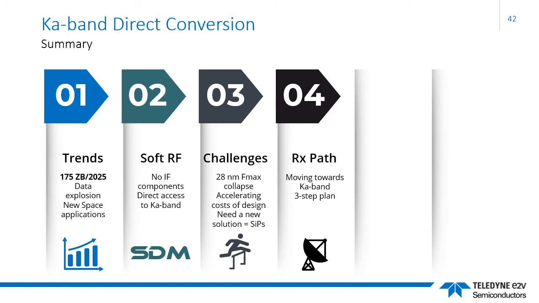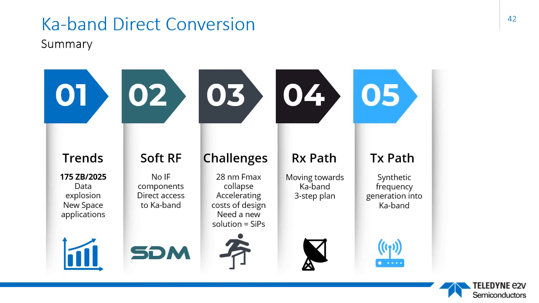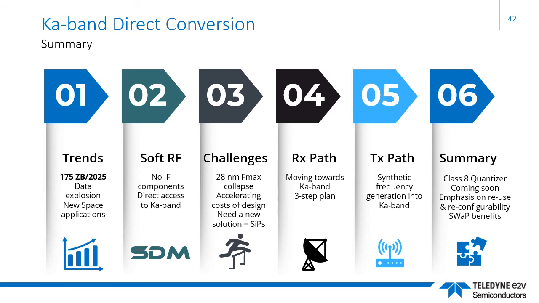A quick review of the three-step receive path development project within Teledyne E2V, followed by a look at the K-band DAC, the EV12 DD700, the first in its class to integrate feature-rich digital functionality to ease agile SDM transmission paths. And then a close on the points that a Class 8 quantizer is in development now, which will finally bring over-the-air reconfigurability and reuse, whilst enhancing system SWAP benefits. That's the size, weight, and power of the system design.